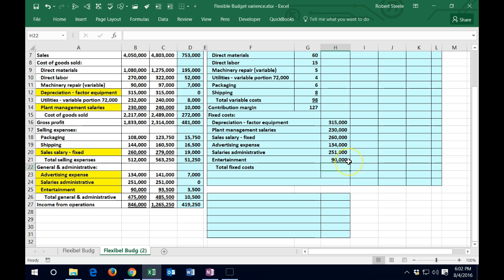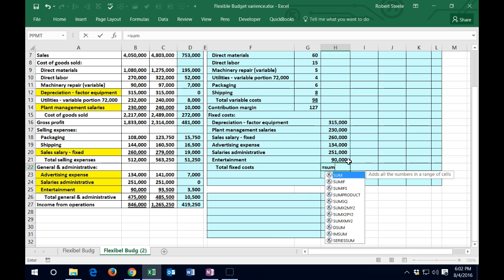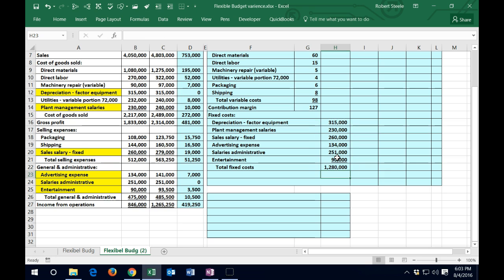Then I'm going to sum this up on this side. So we're going to sum this up, all the fixed costs, summing these up. These are the things that don't change with the level of production. And there we have that.